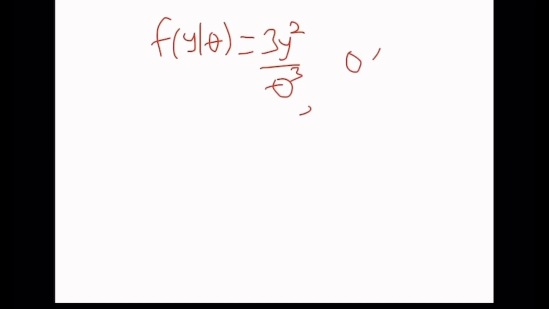Okay, so I'm going to use my whiteboard. You're given f of y given theta equals 3y squared divided by theta raised to power 3, and of course y lies between 0 and theta. As you can see here, the maximum of y is theta, which is one of the reasons why we said the maximum order statistic is going to be the sufficient statistic. You can see here the state space of the random variable lies between 0 and the parameter theta itself.